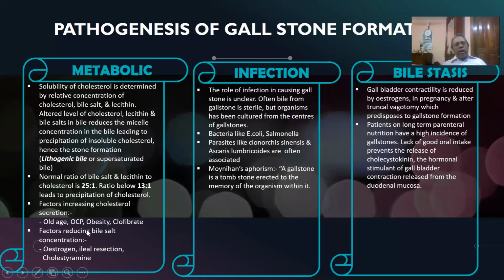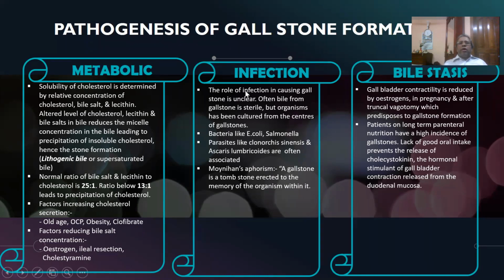Factors reducing the bile salt concentration are estrogen, removal of the terminal ileum, or cholestyramine. So these are decreasing the bile salt concentration and causing formation of the stones. These are the metabolic theories.